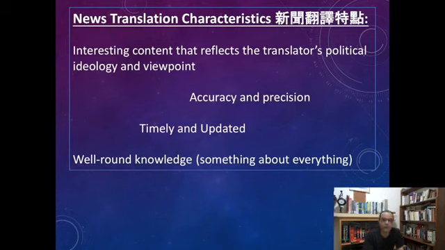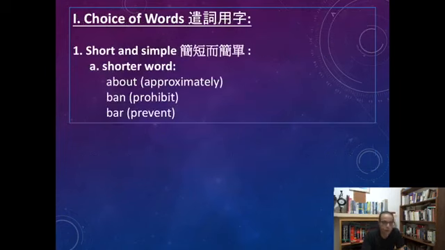So let's talk first about the choice of words, or diction. 句子用字. The words you choose should be short and simple. Always go for short words. So you use about, say about instead of approximately, say ban instead of prohibit, say bar instead of prevent, and so on. Number two, the abbreviations.